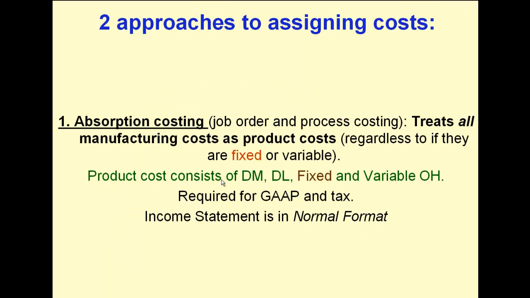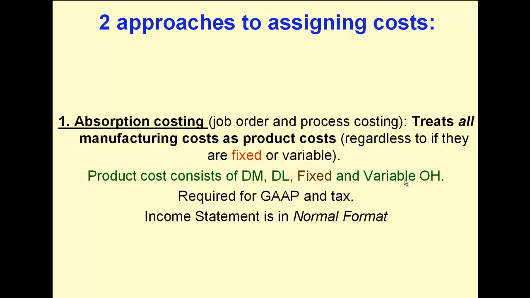So as we mentioned before, absorption costing is what we would have used when we were performing job order and process costing, some of the first chapters that we spent a little time looking at. And those are going to treat all manufacturing cost as product cost. So that would include direct materials, direct labor, fixed and variable overhead. Okay, so we call it absorption costing because it absorbs all of those costs and treats them as product costs.